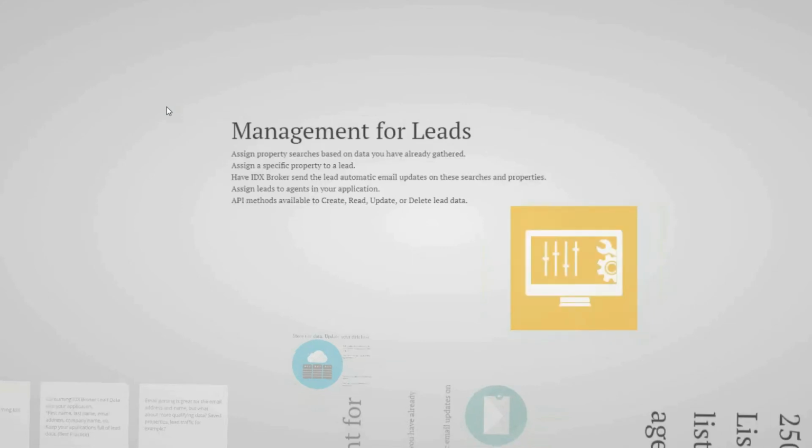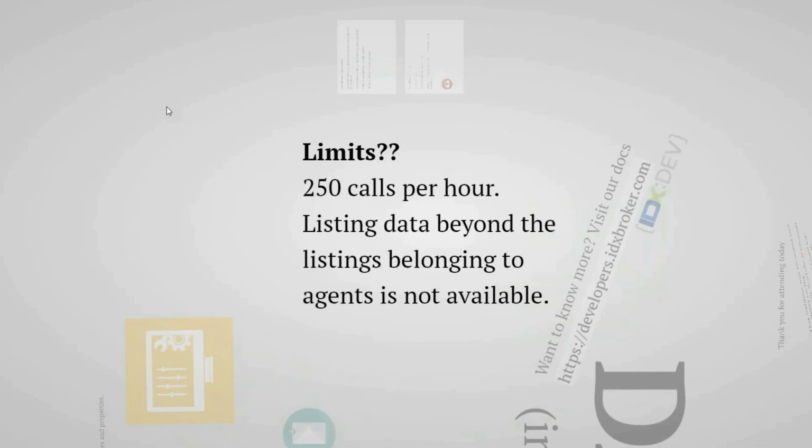So the limits I mentioned earlier, 250 calls per hour is for Platinum. I'll reiterate that in a second because it's pretty important. Also, the listing data beyond the listings belonging to agents is not available. I know some applications want to take the listing data itself and derive from that, but that's not something we can pass via the API currently.